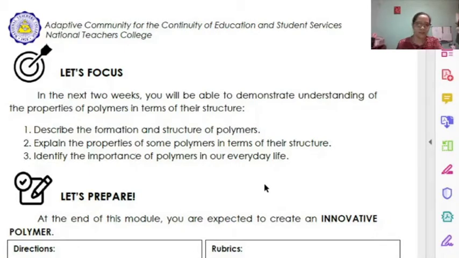Hi, we are now in Module 2, Quarter 2. In the next 2 weeks, you will be able to demonstrate understanding of the properties of polymers in terms of their structure. Describe the formation and structure of polymers. Explain the properties of some polymers in terms of their structure. Identify the importance of polymers in everyday life.